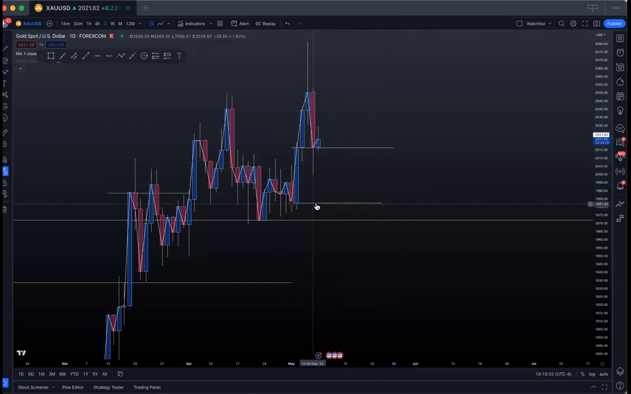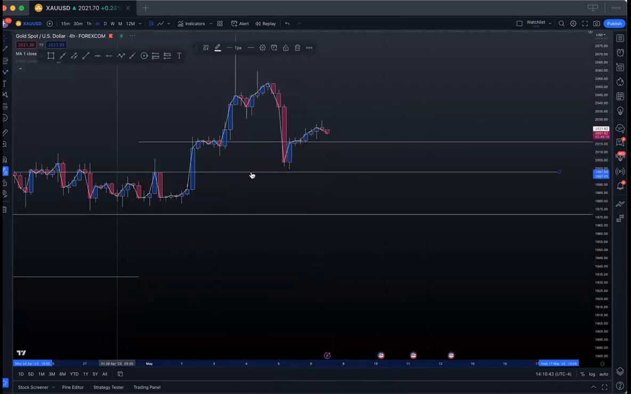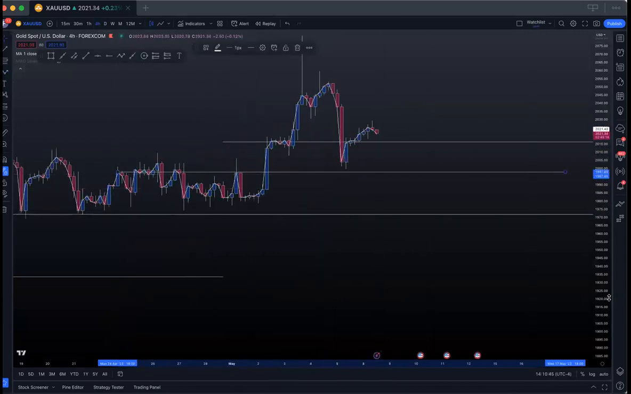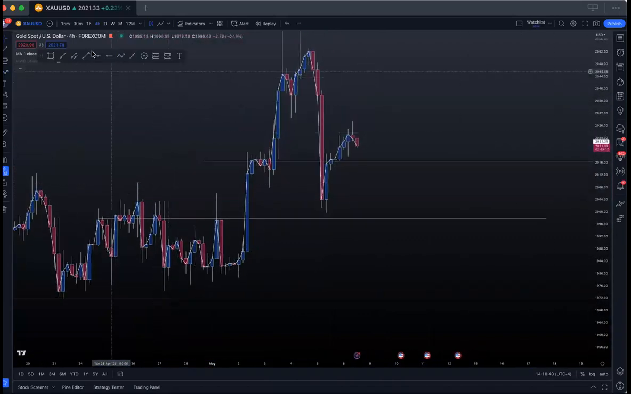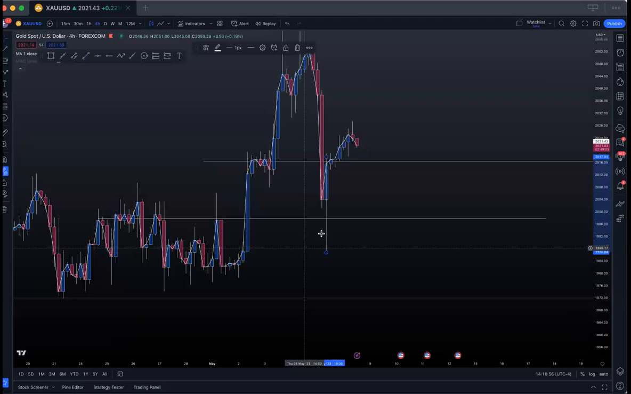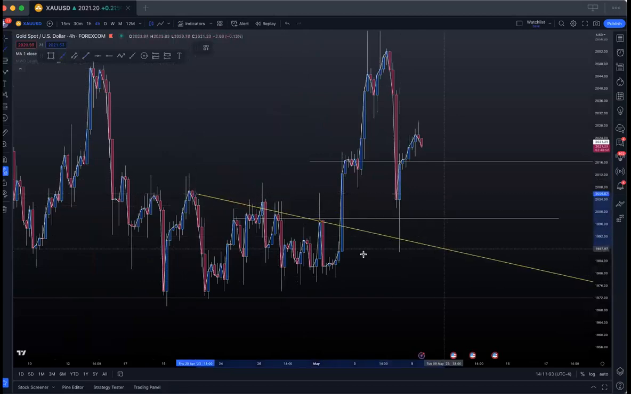Okay, I'm gonna mark out this level right here. Okay, so H4, what it's showing us, so my broker on my phone showed me something like this. As I showed you my entry from last Friday, it was something like that, and the trend line was something like that. I got in at the bottom.